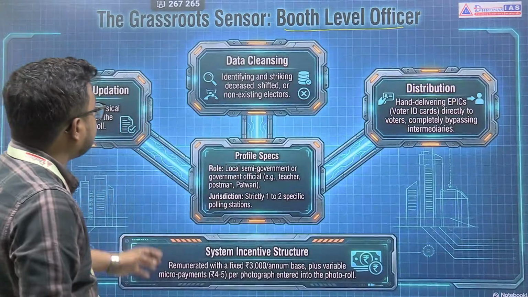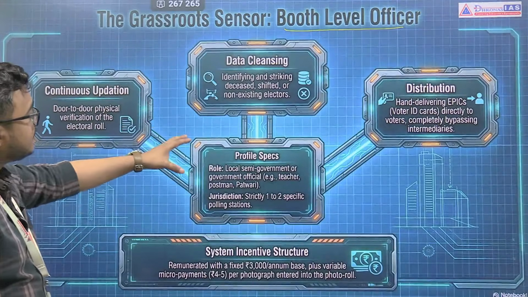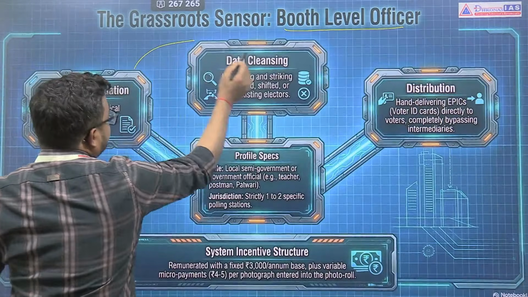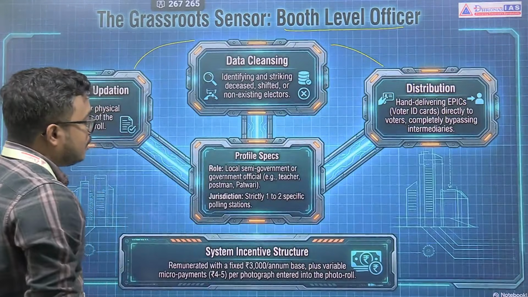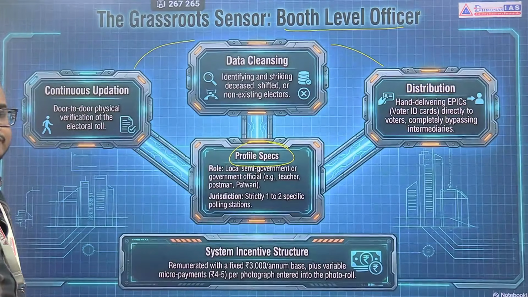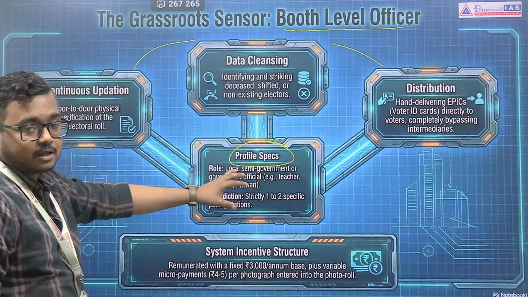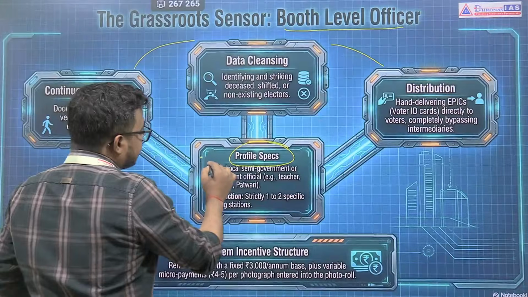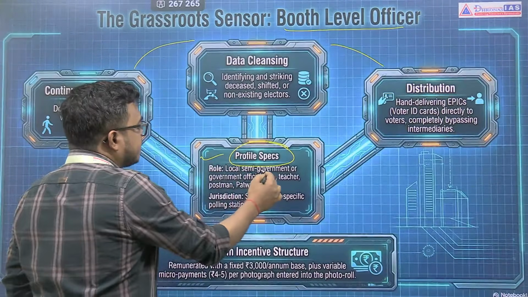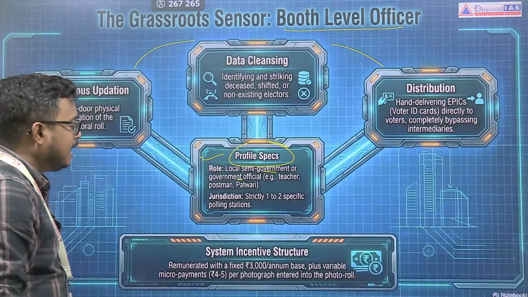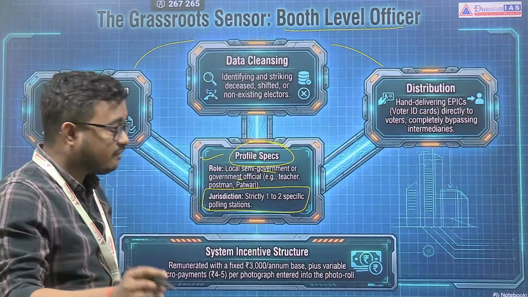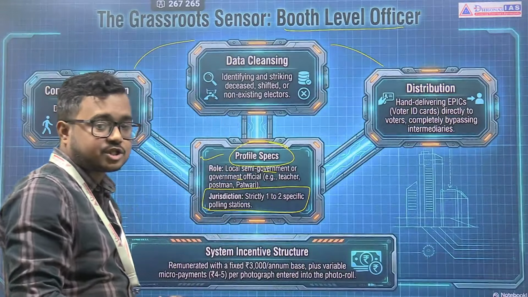Okay. Now, here you can see that the booth level officer is entrusted with this work. Who can be a BLO? This is the profile specification. You can be a teacher, you can be a postman, you can be any local semi-government or government official. Okay. And obviously, your jurisdiction is very small, but you have a very, very specific duty in that jurisdiction also.